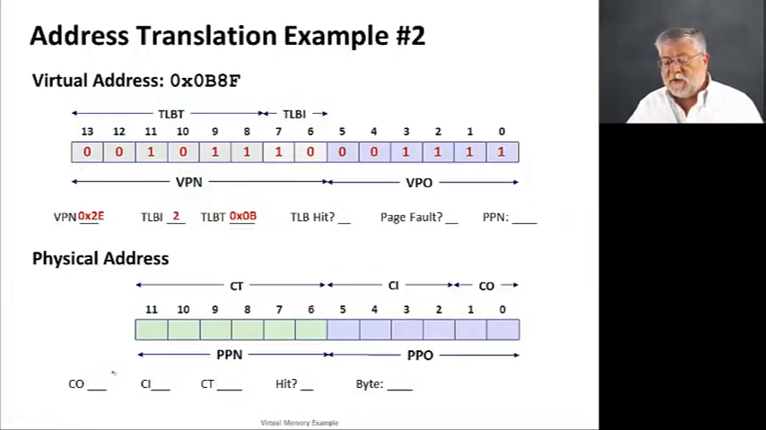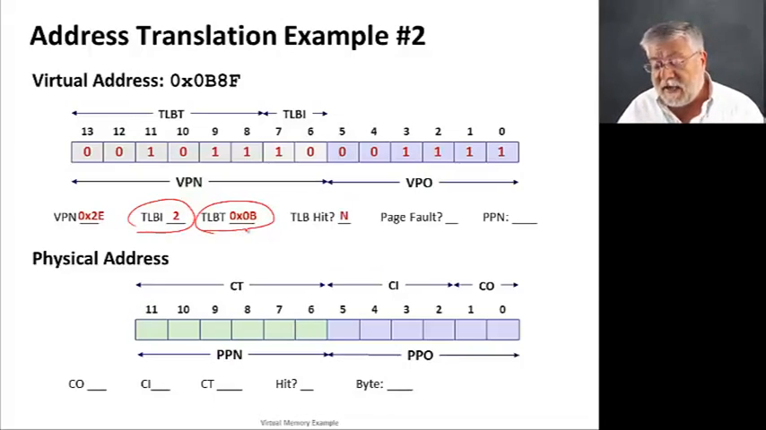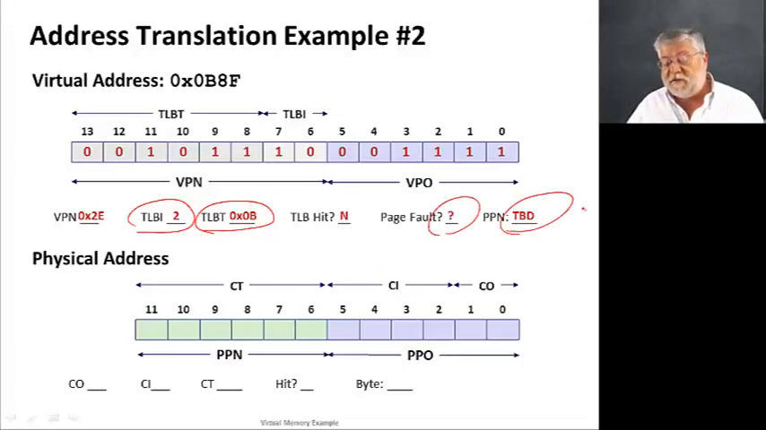All right, let's do another example. In this case, the address 0B8F. And you can see here we've already broken it down to our TLB index and TLB tag. And of course we go and look at this and it's not in the TLB, so we have a TLB miss, and that means that we don't know what to do at this point. We don't have our page table entry, so we don't even know if this page is in memory or not, hence the question mark here. And we, of course, don't have any handle on a physical page number.